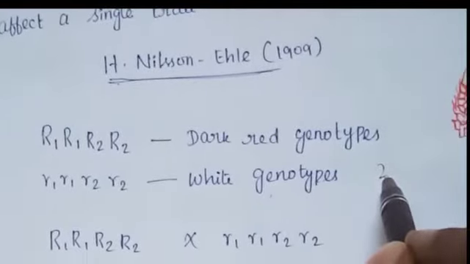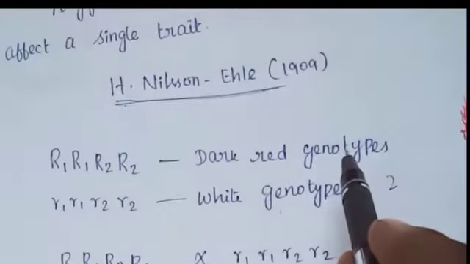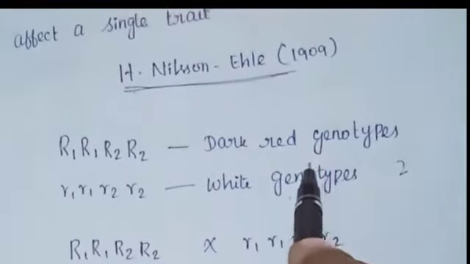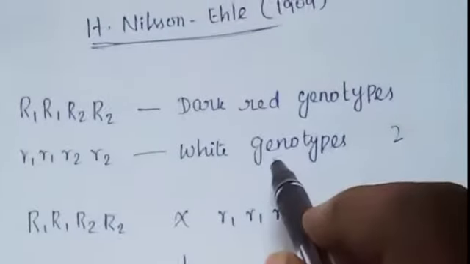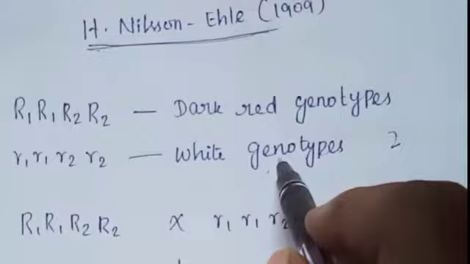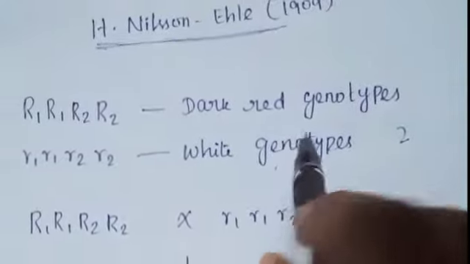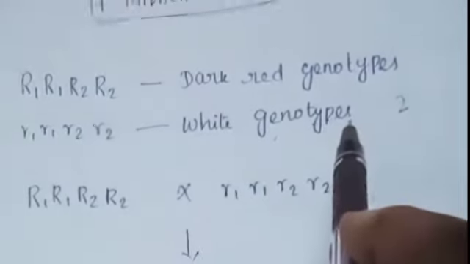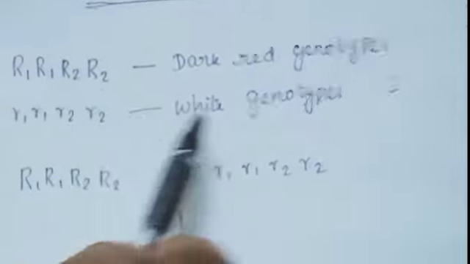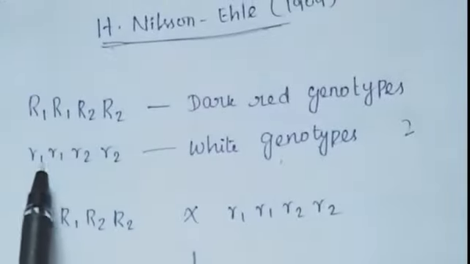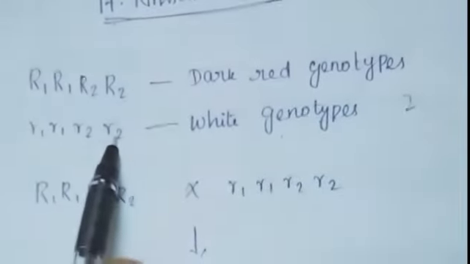Each gene has two alleles, one with red kernel color, which is dominant, and another one with white, which is the recessive character. Nilsson Ehle crossed the two pure breeding wheat varieties, dark red and white. Dark red genotype is capital R1, capital R1, capital R2, capital R2. White genotype is small r1, small r1, small r2, small r2.